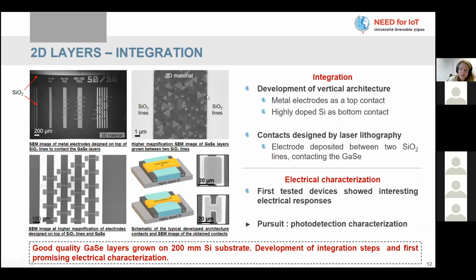So we developed a vertical architecture device using a metallic contact as top electrode and the highly doped silicon as bottom electrode. We have done some electrical characterization, and for now we get some interesting results. So we want to continue and develop photodetection characterization on those particular devices.